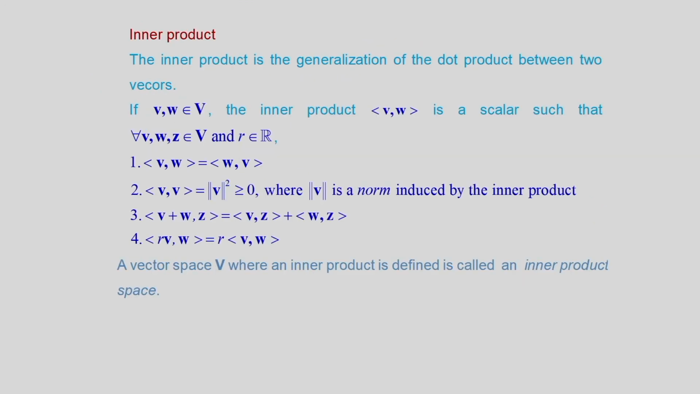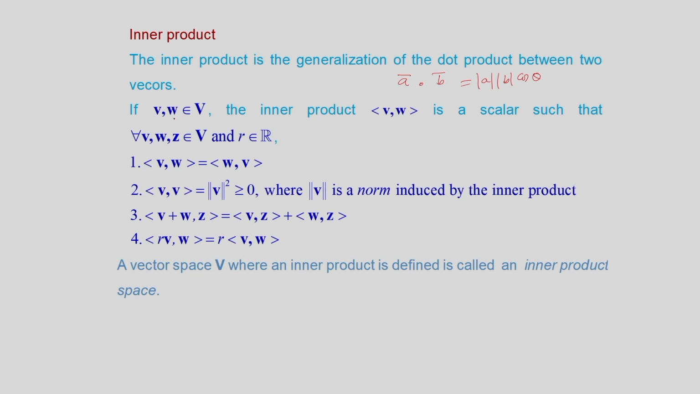Now, we will define what an inner product between two vectors is. The inner product is the generalization of the dot product between two vectors. Suppose A is a vector and B is a vector, then A dot B is equal to the magnitude of A times the magnitude of B times cos of the angle between them, cos theta. Now, this vector dot product satisfies certain properties, and these properties are generalized to define the inner product of two vectors.